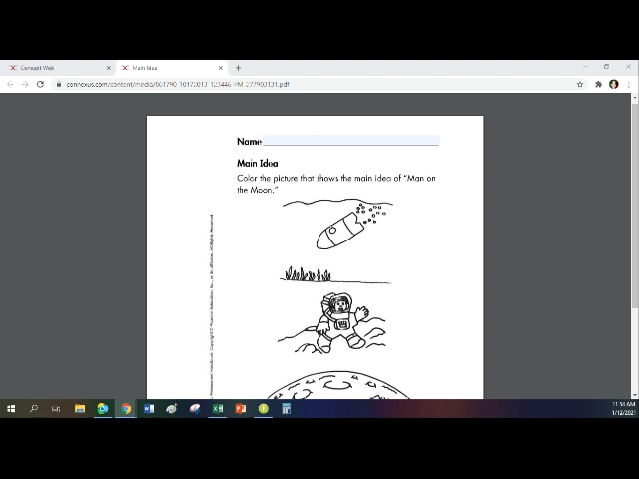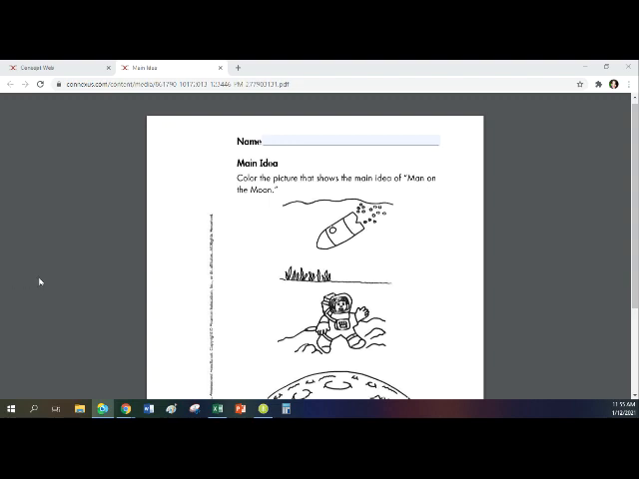Aldrin and Armstrong took pictures, collected rocks, and planted the American flag. Hours later, the Eagle left the moon and linked up with Columbia. Home again, Collins, Aldrin, and Armstrong splashed down on the Pacific Ocean. Some said it couldn't be done. Mike Collins, Buzz Aldrin, and Neil Armstrong proved them wrong and made history.